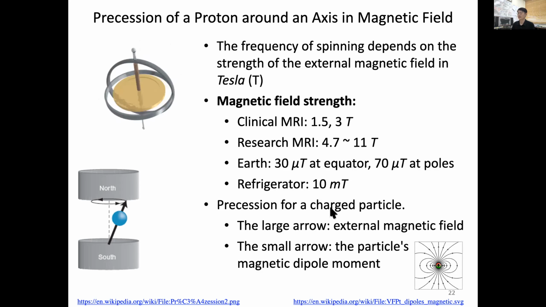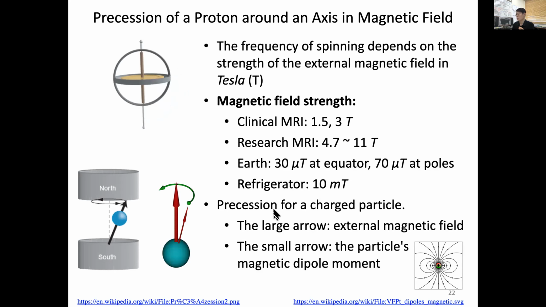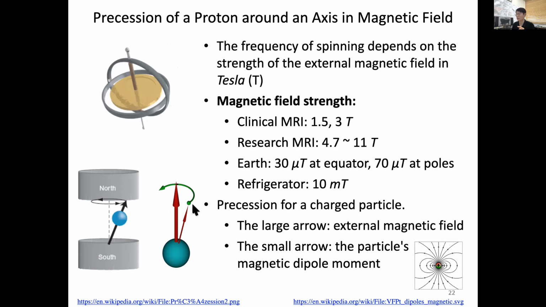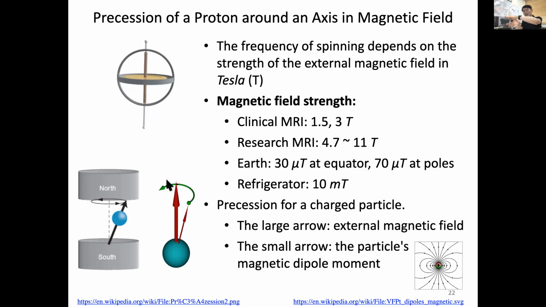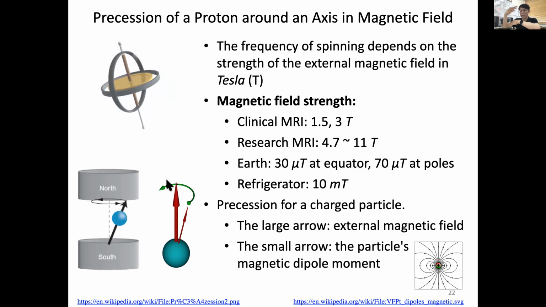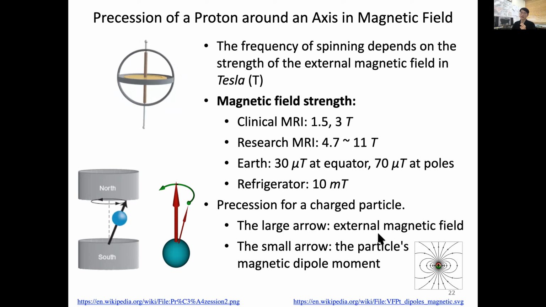So when a charged particle is precessing, what's going to happen? Let me bring this diagram of a charged particle precessing. You can see the large arrow shows the external magnetic field. If you consider this a positive charge moving, charge moving is equivalent to current. When there's a wire-like current, a magnetic field forms around it, as you will realize. And the small arrow here is the particle's magnetic dipole moment, which is precessing. And here's a small diagram showing what the external magnetic field looks like. With this, we will try to understand how the MRI machine works.